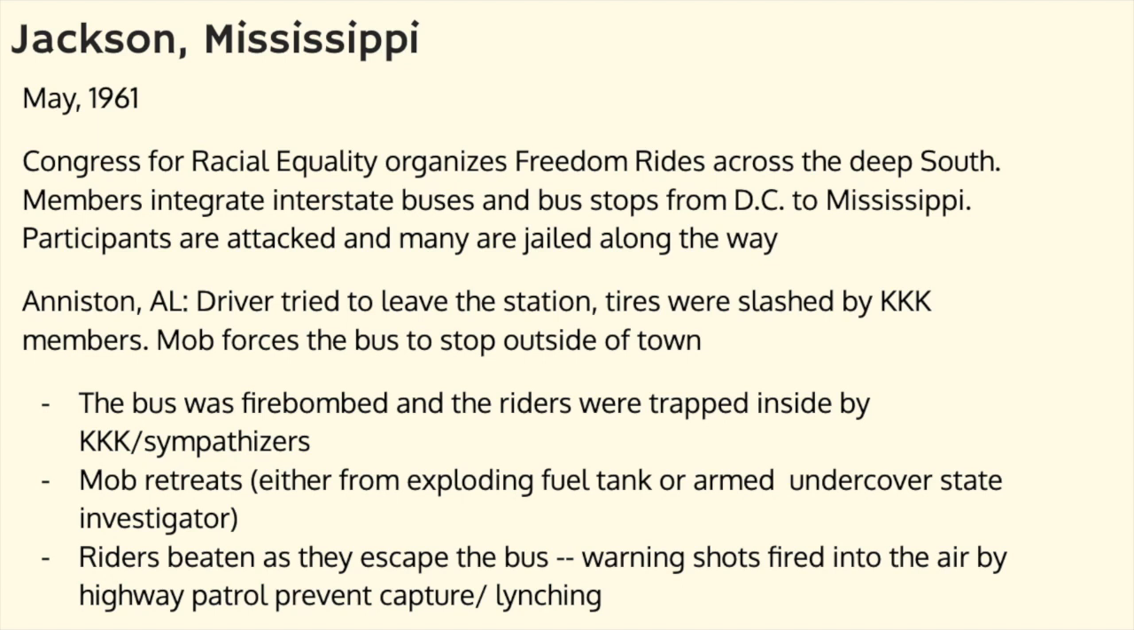And it's unclear, when you're looking at number 2, when the mob retreats, either from the exploding fuel tank or an armed undercover state investigator. And I have an image here of what the bus looked like. I was very fortunate to go to the Civil Rights Museum, which is in Memphis, Tennessee. And I'll post some pictures from that trip. But this bus is actually in the museum.